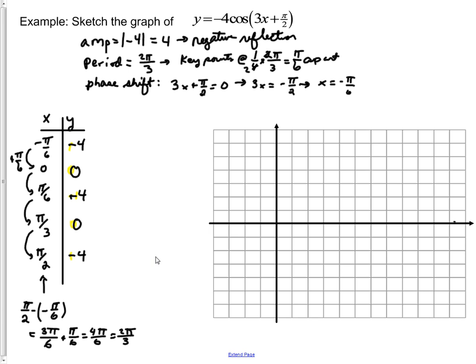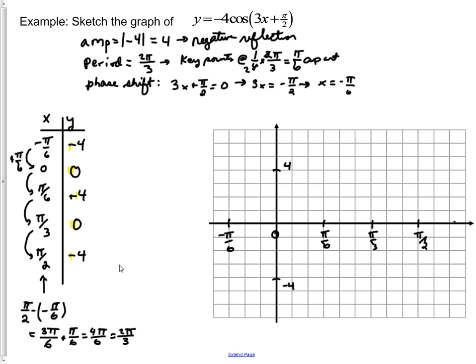So we go to our function's axis right here. We say our starting point is at negative pi over 6. That's our first key point within one cycle. 0 is our next key point, then pi over 6, after that we have pi over 3, and then one full cycle that ends at pi over 2. The y values range from negative 4 to positive 4.